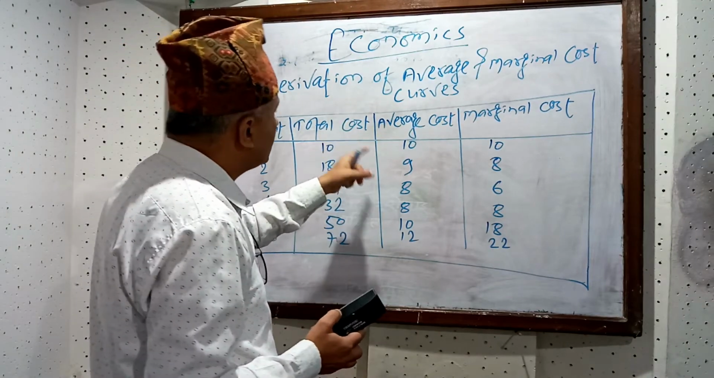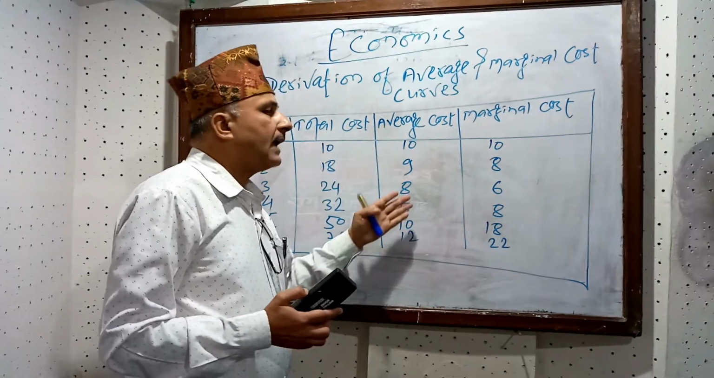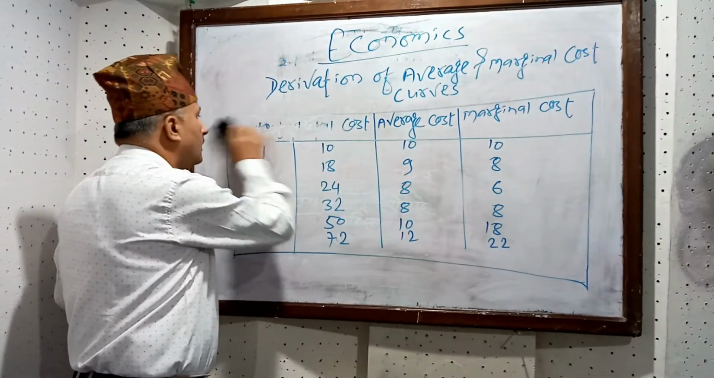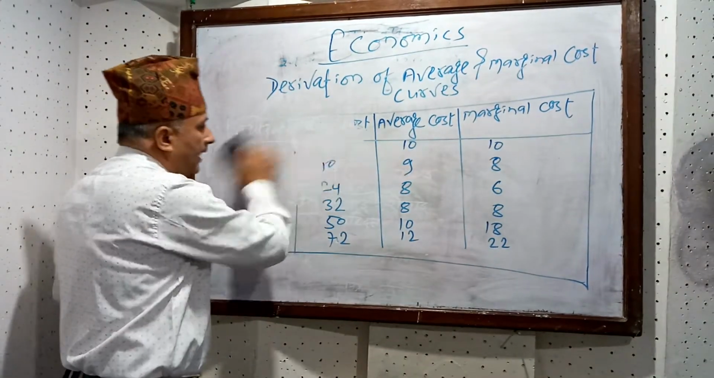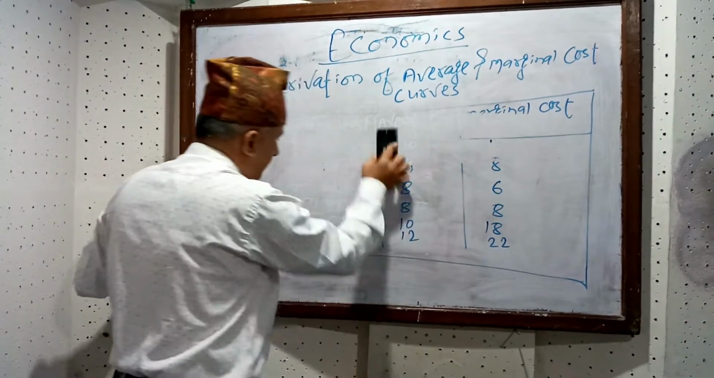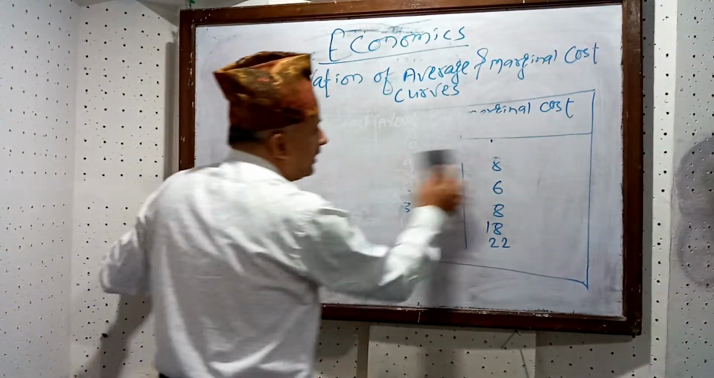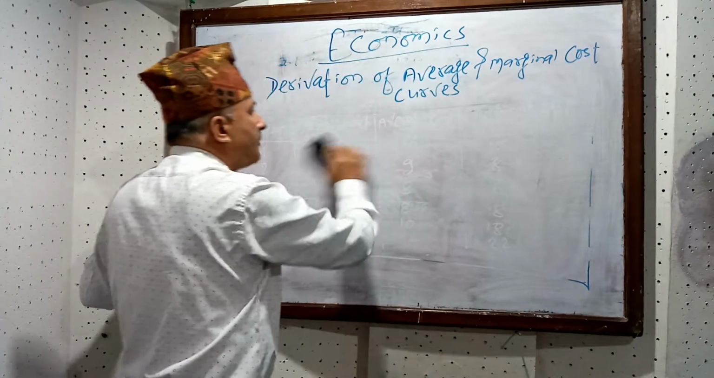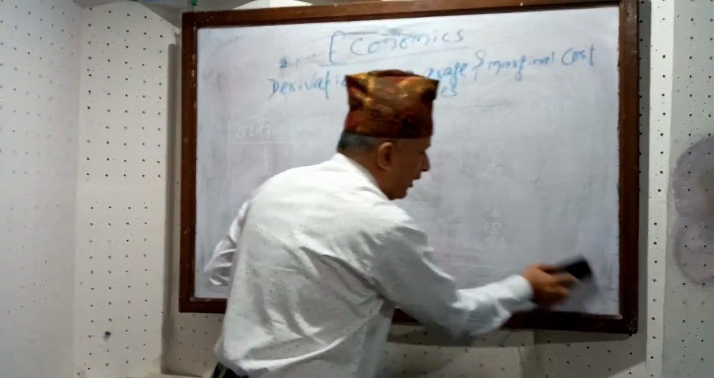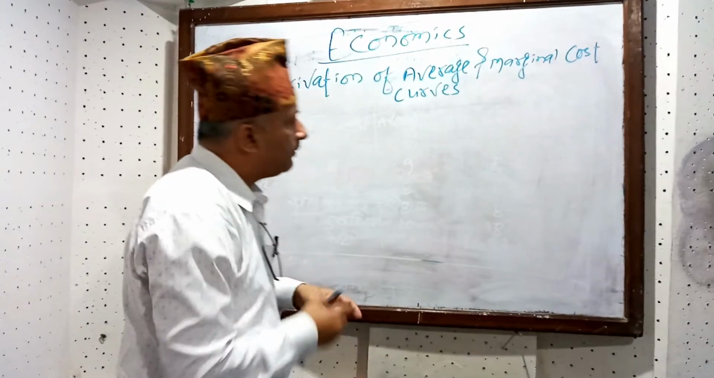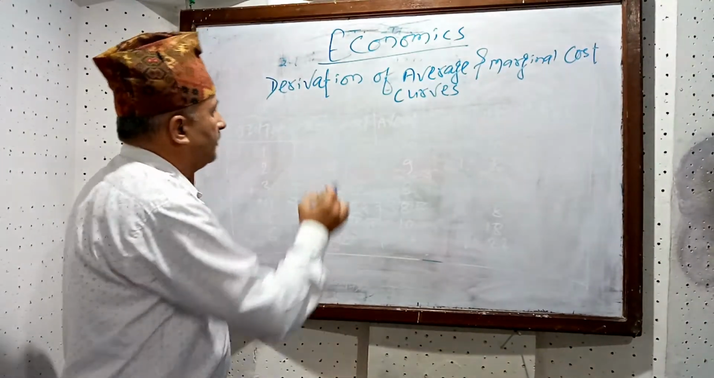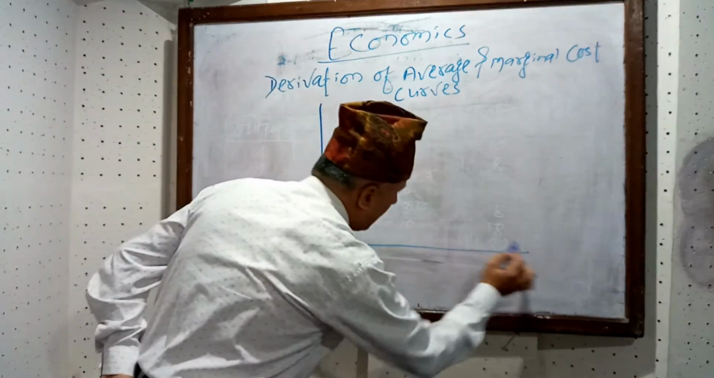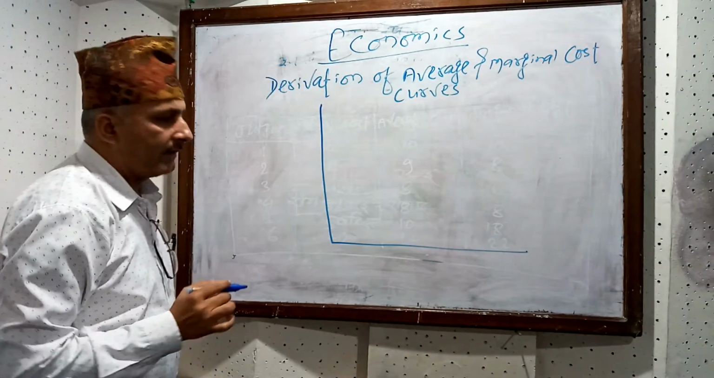Now, after drawing this schedule, let's draw the average cost curve and marginal cost curve. Students, please get ready for the drawing of the average cost curve and marginal cost curve. Now I am going to draw. Use your pencil and your scale also. Okay, let's draw the average cost curve and marginal cost curve in a diagram.